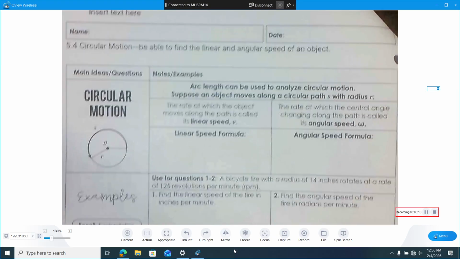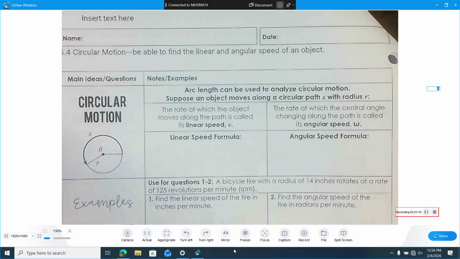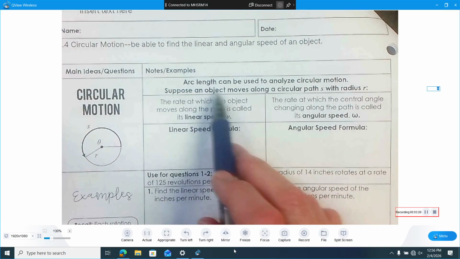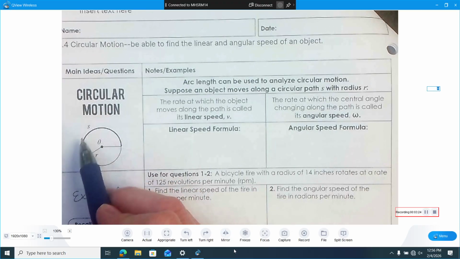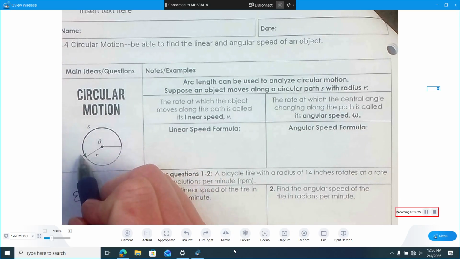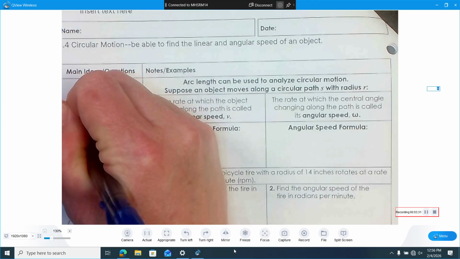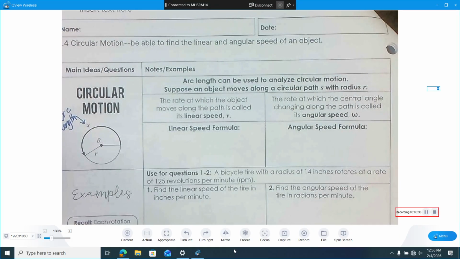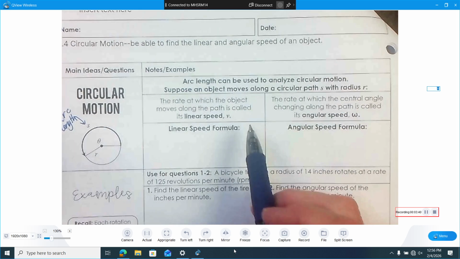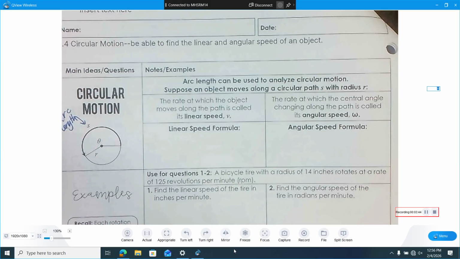So arc lengths can be used to analyze circular motion. Thus, this is called circular motion. Suppose an object moves along a circular path. And so we have a circle here. And S is what we were talking about yesterday. The S is the arc length. And it's a length, meaning it's a distance. So we can figure out how long that distance is. And it has a radius of r here.